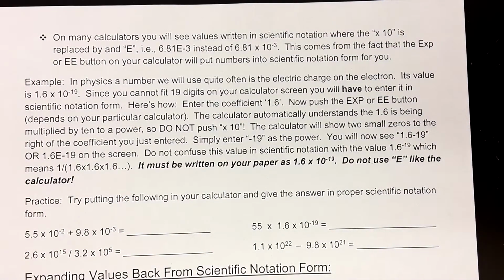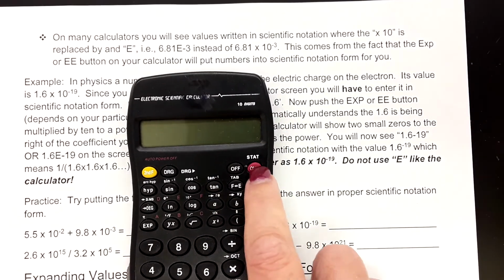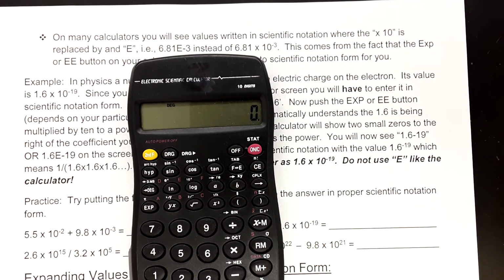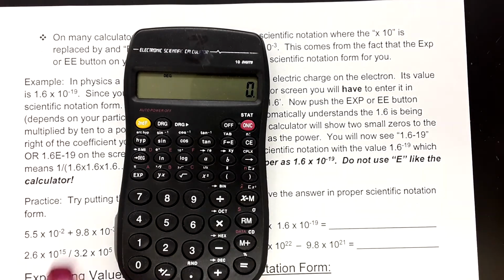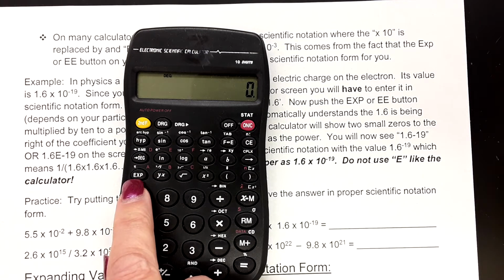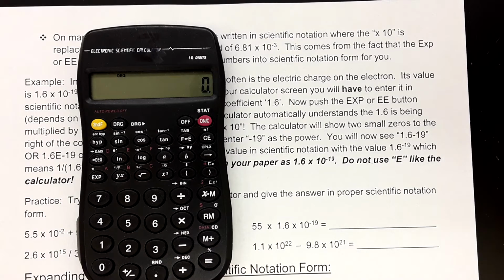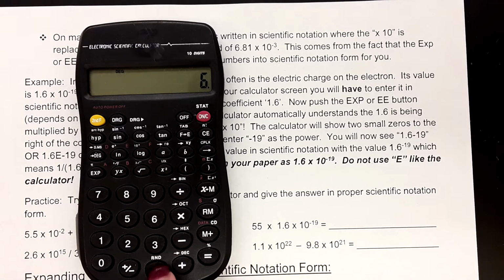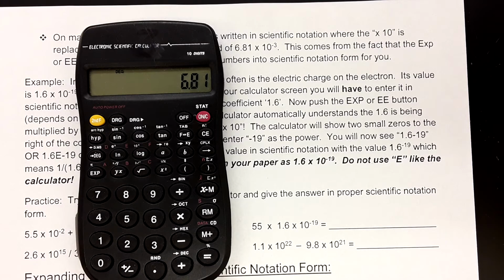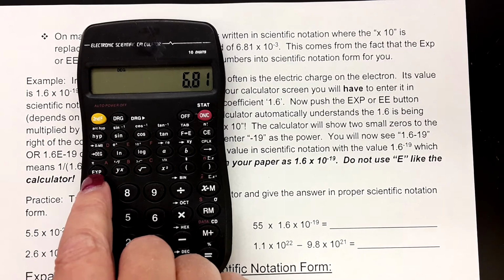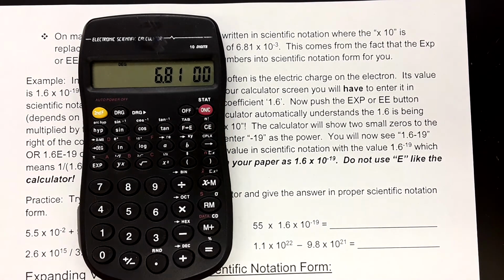Now, here's another example of a calculator that has scientific notation, but strangely enough, instead of a capital E, it uses EXP. So for the same number, I want to put that into the calculator in scientific notation. So I say 6.81. You always put the coefficient in first and then tell the calculator it's scientific notation. So now, scientific notation, 2 zeros come up. Those are the zeros for the power of 10. You can have anywhere from 1 to 99 power.